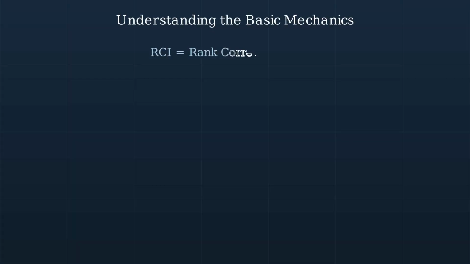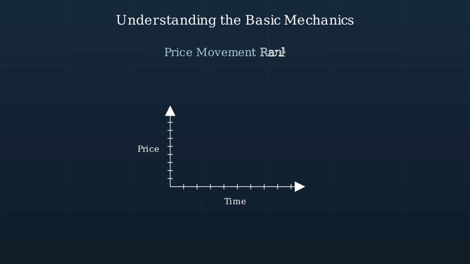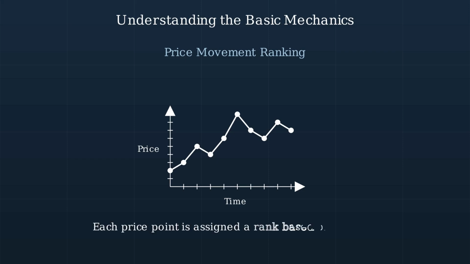The Rank Correlation Index, or RCI, is a technical indicator that measures the correlation between price and time. Unlike many indicators that focus solely on price or volume, the RCI examines how price behaves over specific time periods. The RCI ranks recent price movements to determine market momentum. The indicator works by assigning ranks to each price point based on its relative value within the period being analyzed.